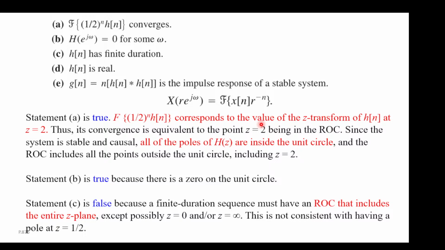The first one is whether the sum of (1/2) to the n times h of n converges. This can be checked by knowing that this is a Fourier transform at r equal to 2. But sorry, we are over time, so I guess you can read the slide for this last question, and this will be the end of the course.